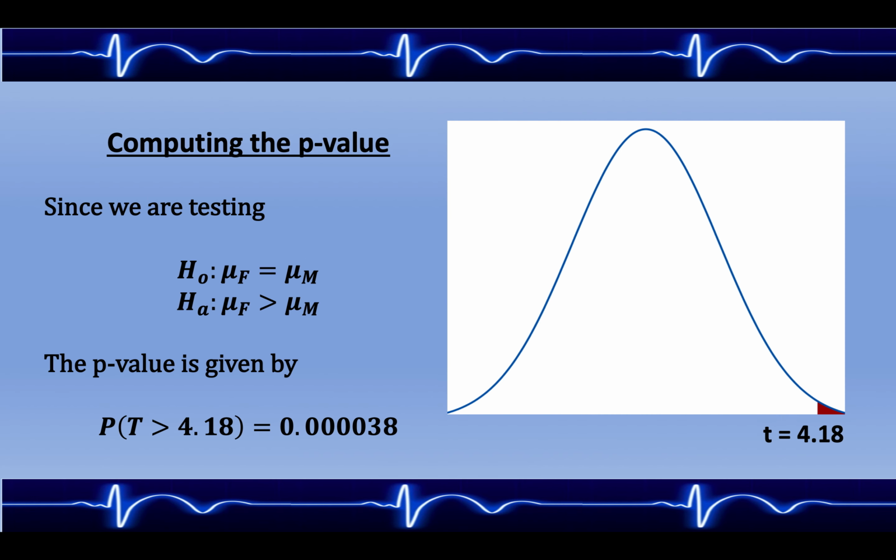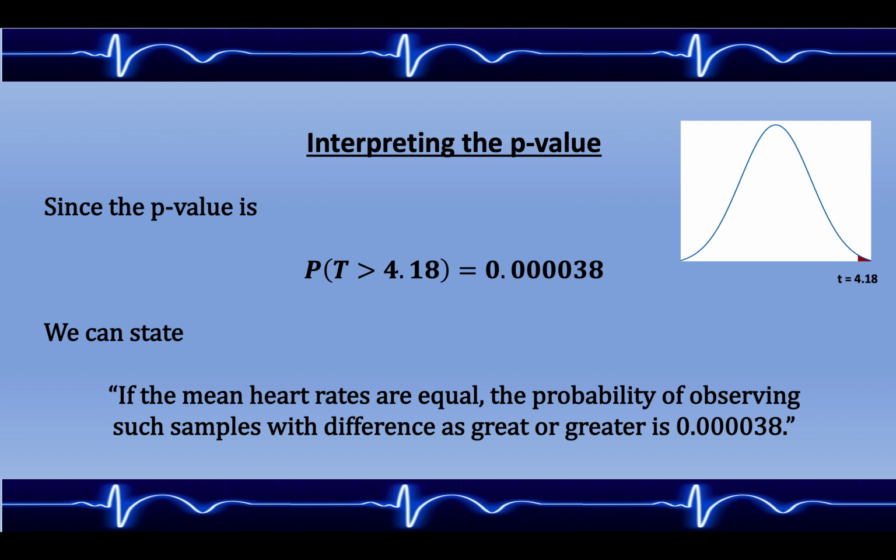So computing the p-value, since we are testing to see if the mean heart rate amongst women is greater than the mean heart rate amongst men, we want to find the probability of exceeding 4.18, and that's shown in the graph to the right. We find a p-value in this case of 0.000038, and this is quite small. To interpret the p-value just a little bit, we can state if the mean heart rates are equal, the probability of observing such samples with a difference as great or greater is 0.000038.